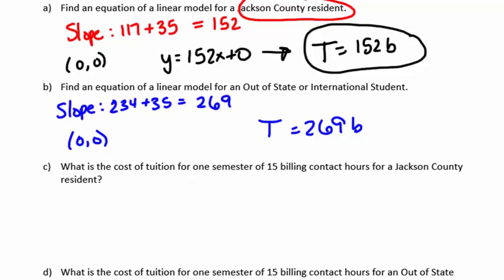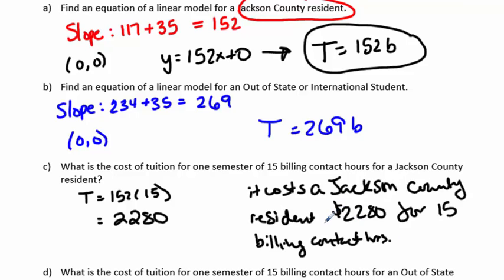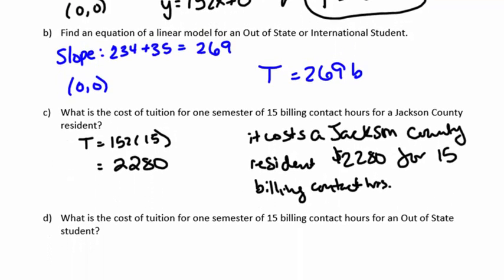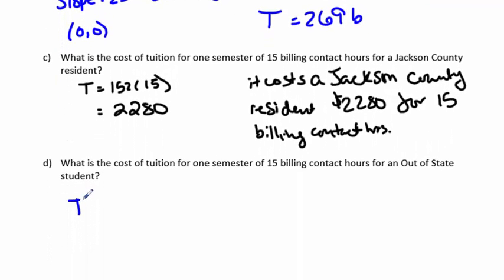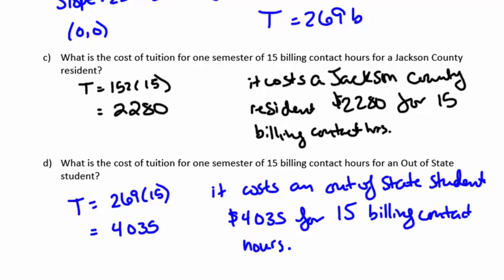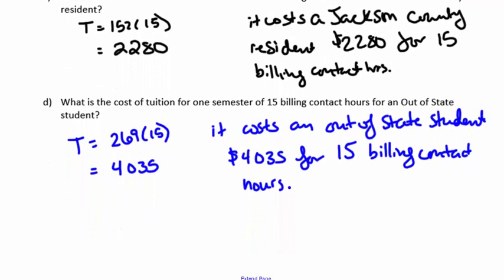What is the cost of tuition for 1 semester, including 15 billing contact hours for a Jackson County resident? So we're going to plug in 15 for b. That's 152 times 15. We get 2,280. So it costs a Jackson County resident $2,280 for 15 billing contact hours. What about for an out-of-state student? For the out-of-state student, the amount of tuition is going to be 269 times 15, which gives us 4,035. So it costs the out-of-state student $4,035 for 15 billing contact hours.